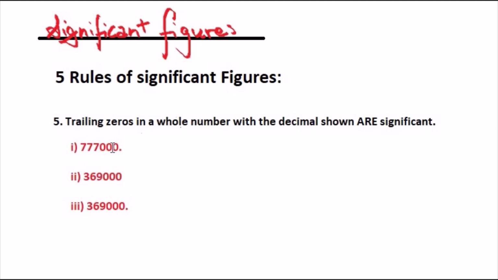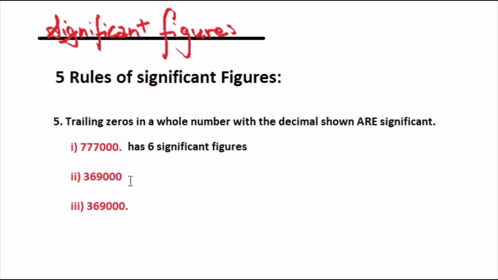And so therefore, we know that we have how many significant figures? 6 significant figures. All non-zero digits are significant. So 1, 2, 3 significant figures. And these 3 are significant. So we have 6 significant figures here.